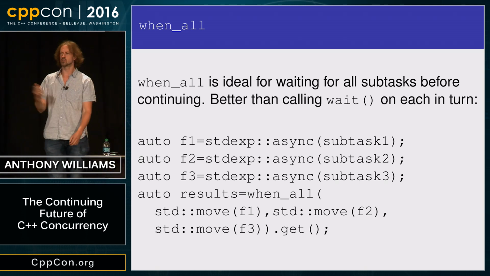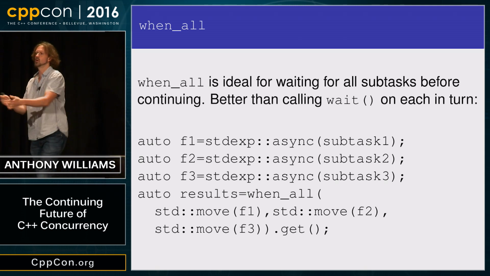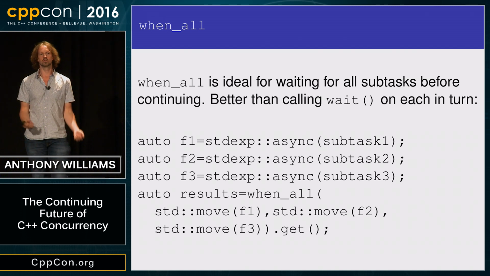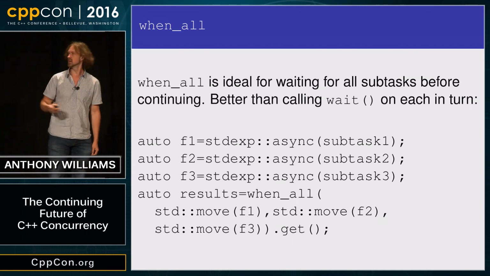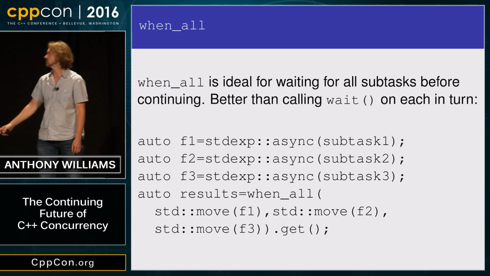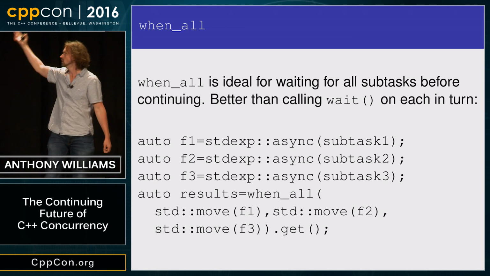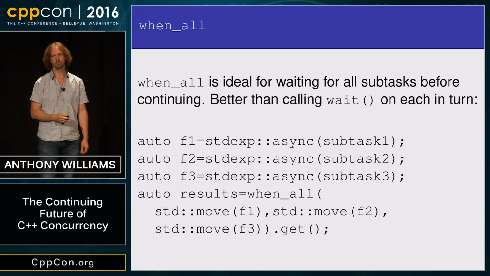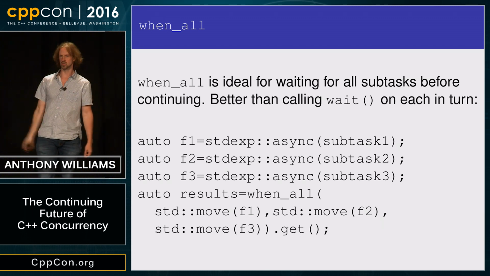And this time, it's great if you've got a bunch of subtasks, you want to launch them off, and then when they're all ready, you've got some more processing to do. So you do exactly that. Here's our 3 tasks, subtask 1, 2, 3 with async, and then when_all, get the result, or chain a continuation, or whatever.